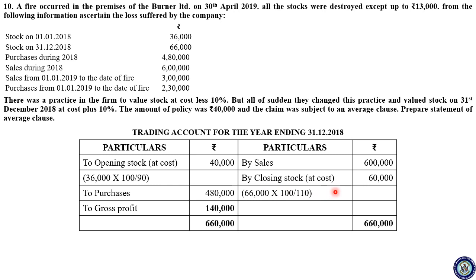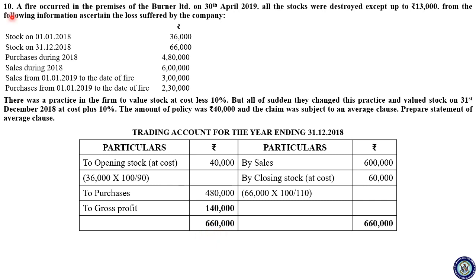So the closing stock at cost: you want at cost 66,000 into 100 by 110. Why 110? Because they were valuing at cost plus 10%, 100 plus 10%, so it comes to 110. Okay. So the balancing figure is gross profit.